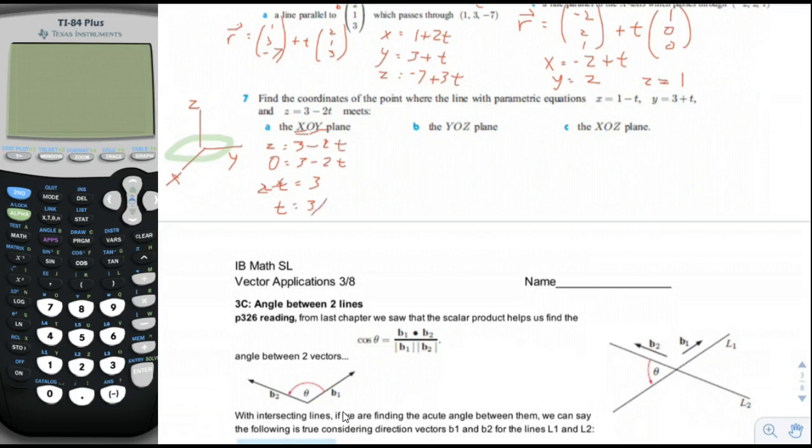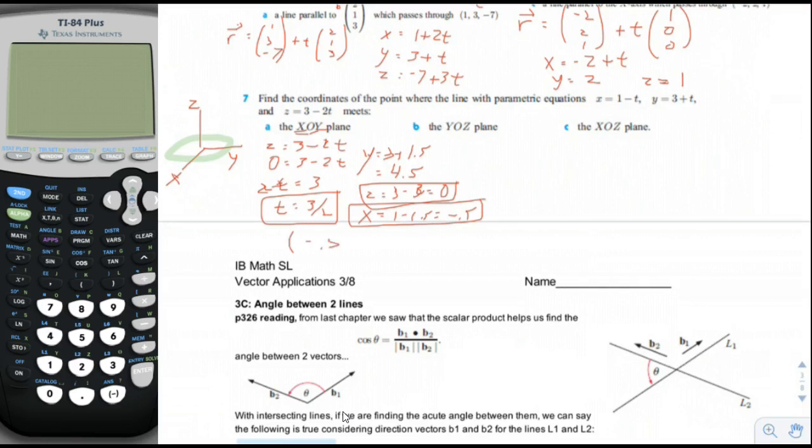So t is equal to 3 halves, and so now it's easy to figure out what x and y are. y is equal to 3 plus 3 halves, which is 3 plus 1.5, so y is equal to 4.5. z is equal to 3 minus 3 halves times 2, which is 3 minus 3, which is just 0, of course, because that's how we defined it. So y is equal to 4.5, z is equal to 0, and x is equal to 1 minus 1.5, which is equal to negative 0.5. Okay, so the coordinates of the point would be (negative 0.5, 4.5, 0).